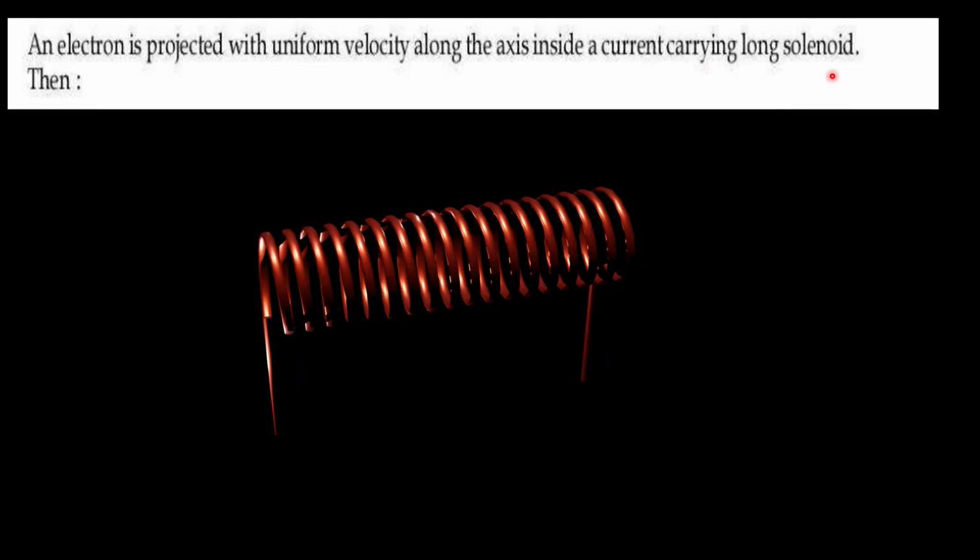The given is a current carrying solenoid. This is the solenoid. So we have to connect the solenoid with a battery and a key. When the circuit is closed, current is passing from the positive terminal to the negative terminal.